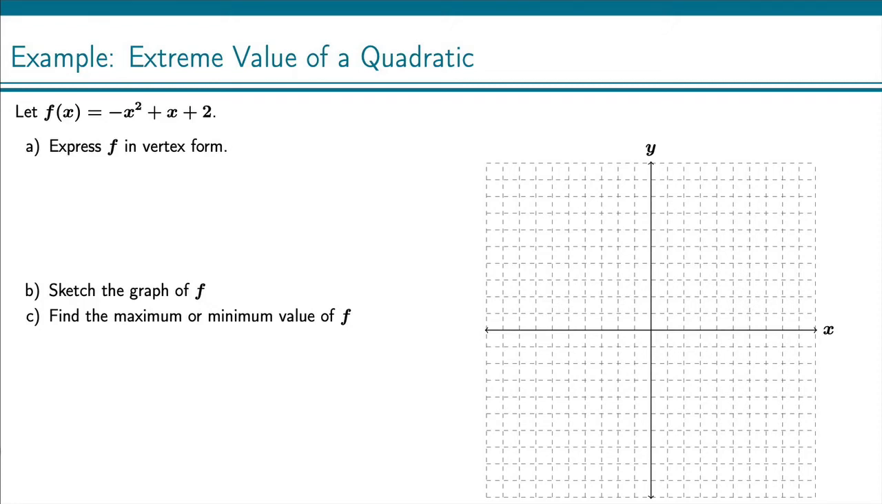Let f of x equal negative x squared plus x plus 2. We will begin by expressing f in vertex form. So we need to complete the square here.